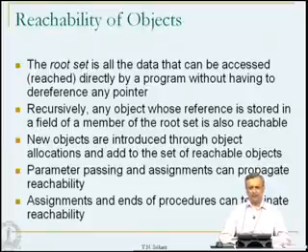How is garbage collection performed? So, the concept of reachability of objects is very important here. See, there is something called a root set. So, the root set is all the data that can be accessed or reached directly by a program without having to dereference any pointer. In other words, most of the time these are the variables which are declared by the programmer. Okay. So, of course, there are slightly other possibilities, but most of the elements of the root set are programmer defined variables, okay, pointer variables.